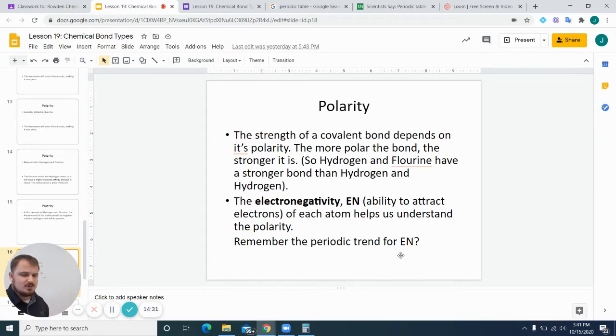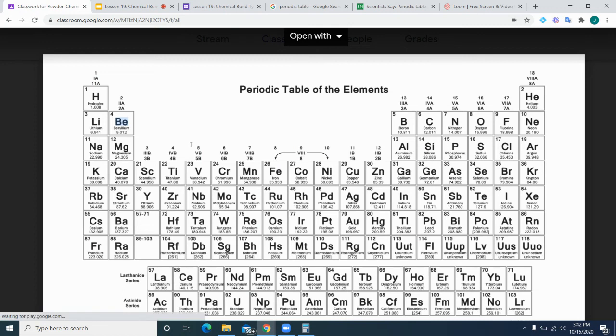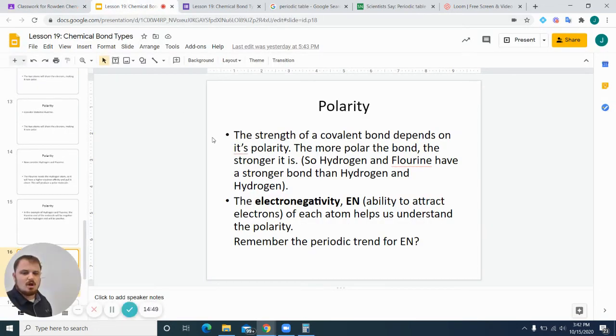So what was the trend for electronegativity? It's stronger when you go up and to the right. On the periodic table, this upper right corner is the strongest. So up and to the right is going to have higher electronegativity. And in order to have a strong bond, you need to have a big difference in electronegativity, meaning weak electronegativity on one atom and strong electronegativity in the other atom, that'll allow you to have a positive and negative side.